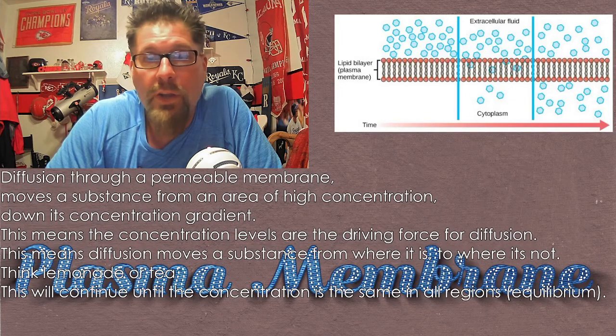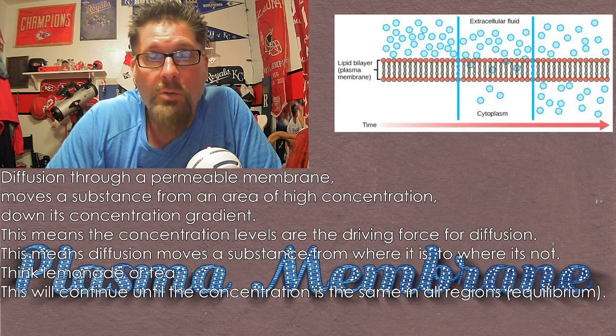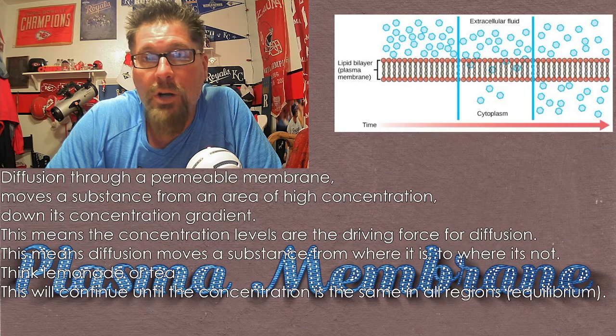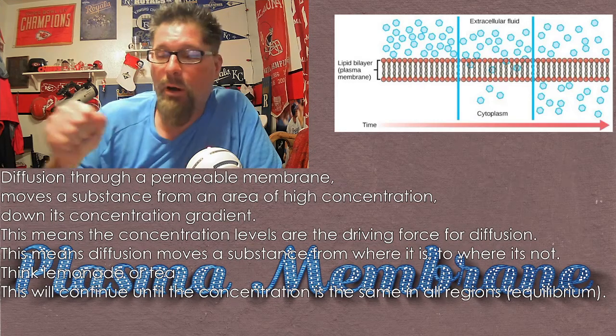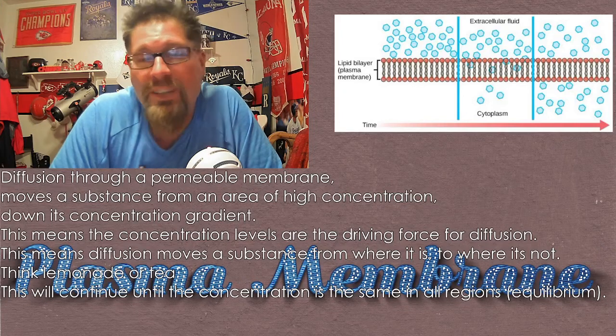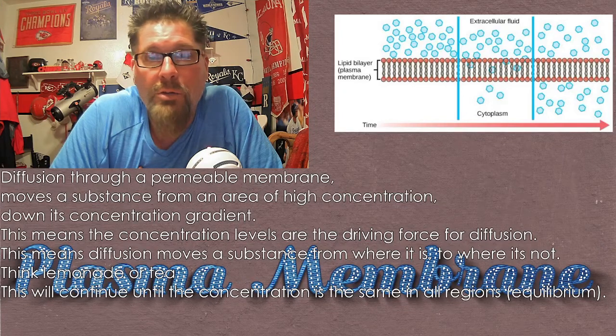Again, we said think lemonade or tea, mixing those grounds. And a tie-dye t-shirt works the same way. If you've ever made one of those, you take a t-shirt and grip a part of it and put a rubber band around it. That's the way we've done it. And then you spray the ink on there and it spreads out.